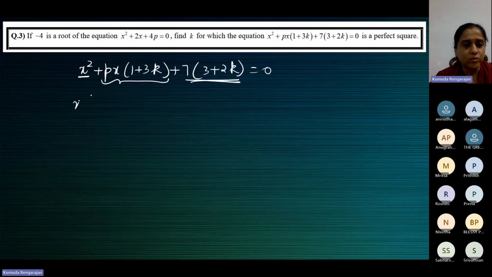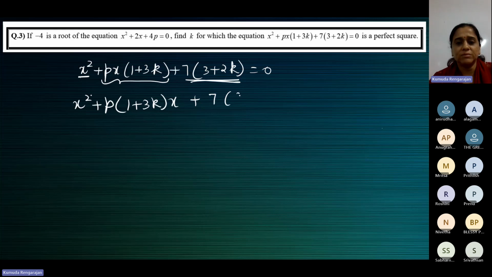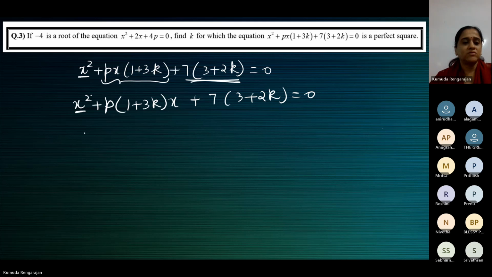So what you have is x square plus p into 1 plus 3k of x, plus 7 into 3 plus 2k is equal to 0. See here, there's only one x square term. So a is 1.